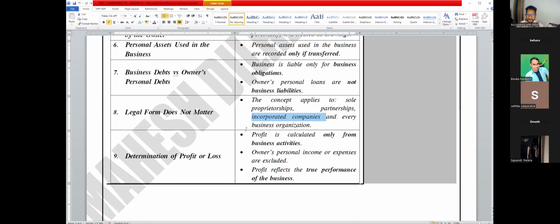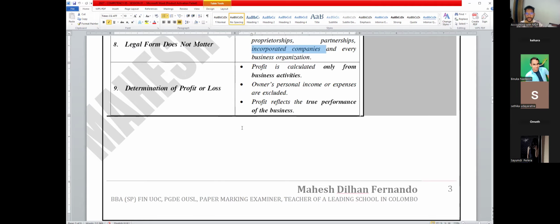Okay, great. And the last one, determination of profit or loss. Profit is calculated only from the business activities. Owner's personal income and expenses are excluded. Profit reflects the true performance of the business only. Okay? Are we clear? Here, I have just given you one of the best explanations related to the accounting unit concept or business entity concept.